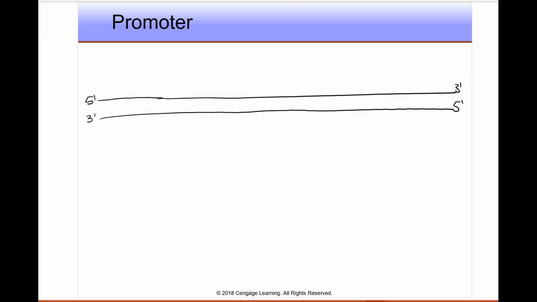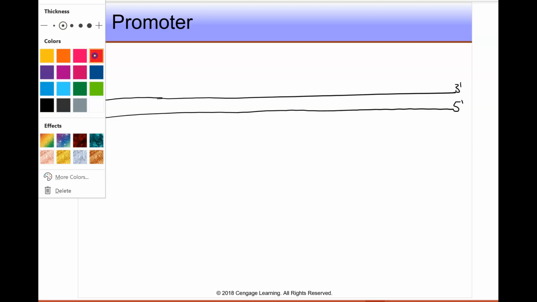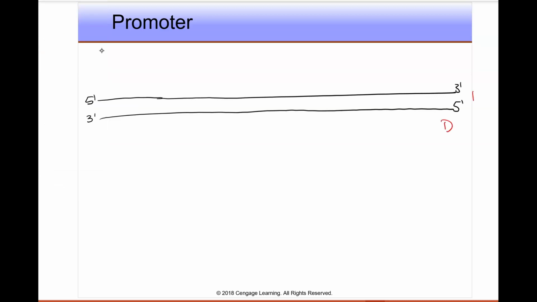Here's a little bit about promoters and mapping the location of transcription onto DNA. So here's my DNA sequence. This is duplex. The promoter is actually a DNA sequence found in multiple places in bacteria where RNA polymerase binds to start transcription.